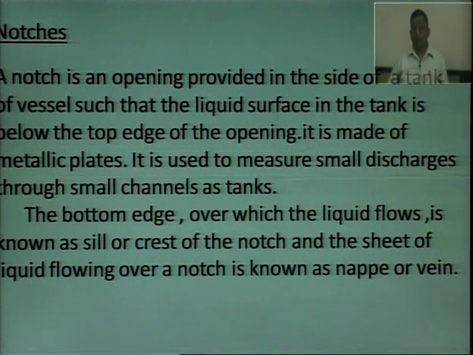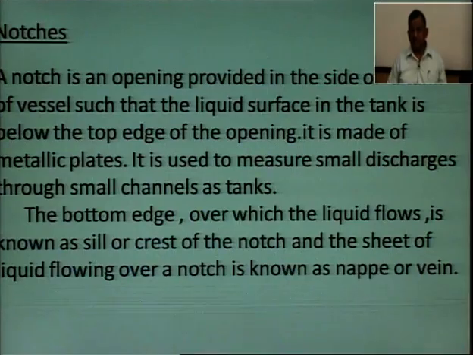Such that the liquid surface in the tank is below the top edge of the opening. It is made of a metallic plate used to measure small discharges through small channels and tanks. The bottom edge over which the liquid flows is known as the sill or crest. The liquid flowing over a notch is known as the nappe or vein.